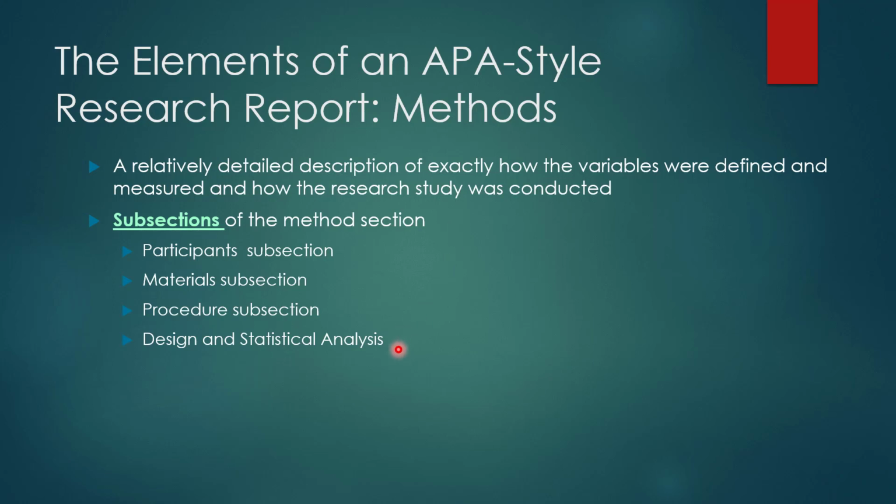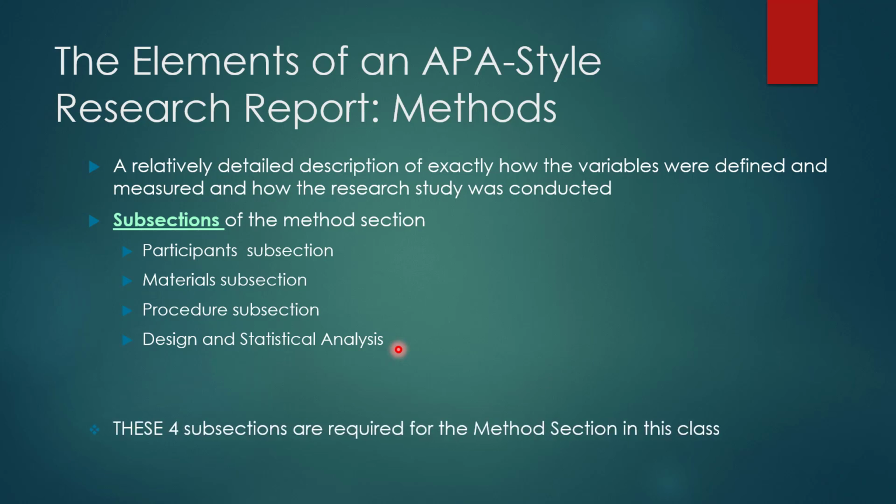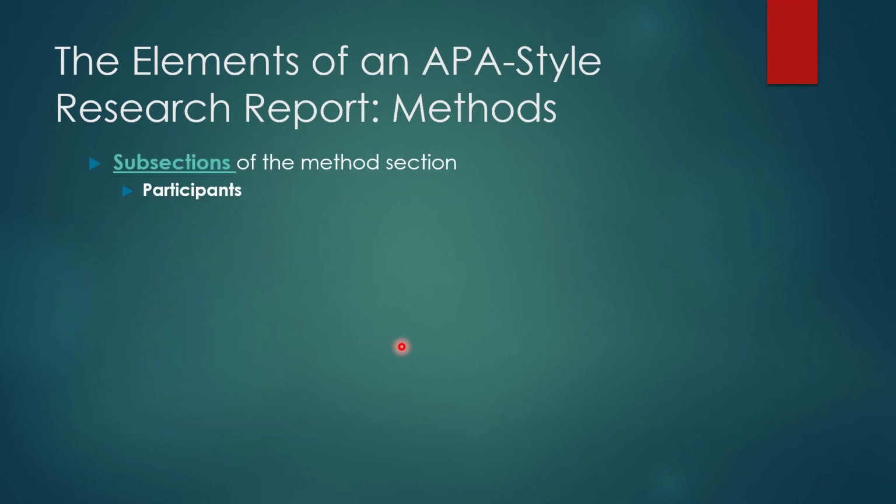Now, when you look through papers, you're going to see that often they have different subsections. Some have participants and a procedure. Some have extra sections. This is what I decided I'm going to require for this class. So these four subsections are required. You have to have a participant subsection, materials, procedure, and design and statistical analysis. So we're going to talk about each of these in a little detail.